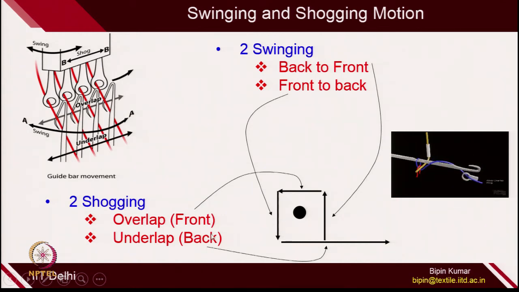So, if you see here, this is just a simple animation. So, overlap can be easily visible, which is on the front side, and you are moving one pitch. So, two swinging and one overlap is visible in this animation. So, first it swings, then shogs, and then again swings. So, these three movements are visible in this animation. So, this is the swinging and shogging motions.